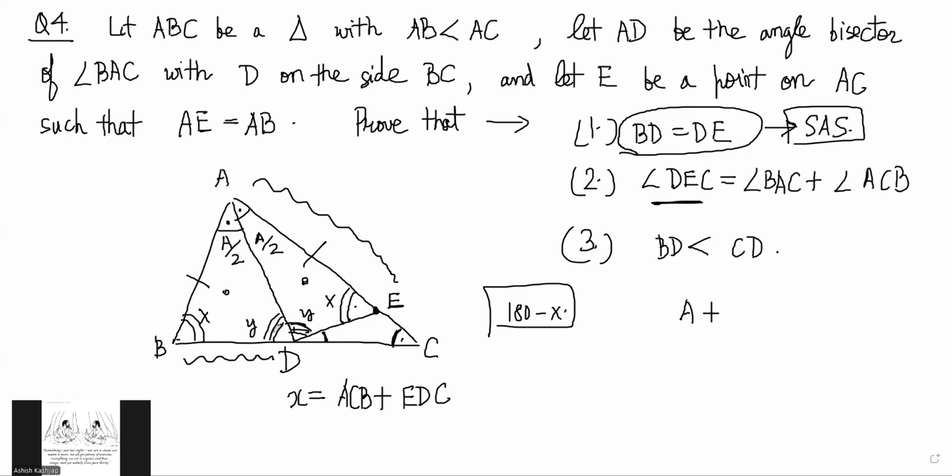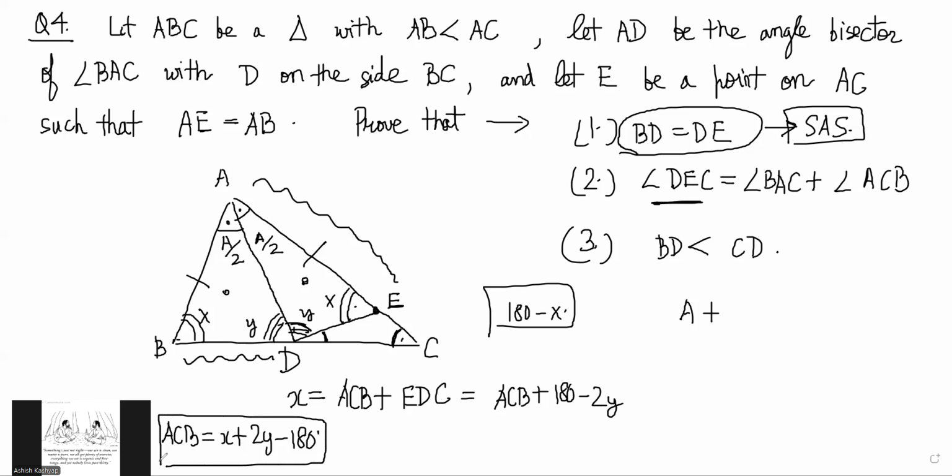But what is EDC? It is pi minus 2y, right? So ACB plus 180 minus 2y. From here we are getting ACB is equal to x plus 2y minus 180. I hope everyone is understanding what I'm doing. So now I have to add A plus x plus 2y minus 180, and I have to prove that somehow this side is equal to this side. Notice here we can take 2 common. You're getting A by 2 plus x by 2 plus y.